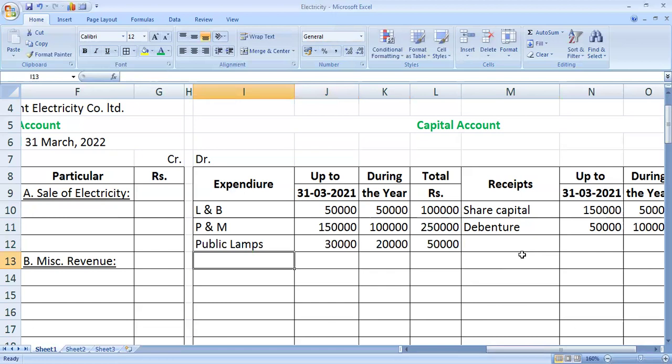Next item, mains. Same entry goes to the capital account. Total amount 50,000. Additions during the year, 10,000. Remaining balance, 40,000 up to 31st March 2021. The next item, furniture. Furniture also goes to the capital account expenditure side. Total of the furniture, 5,000. It means up to 31st March 2021 is also 5,000.